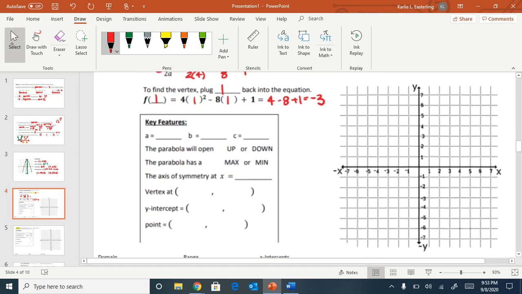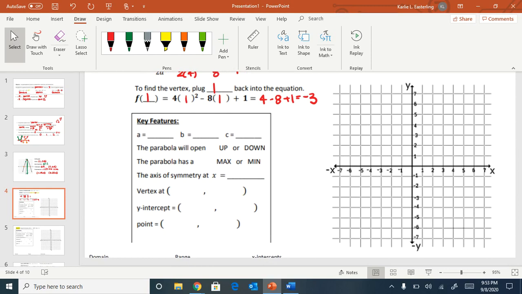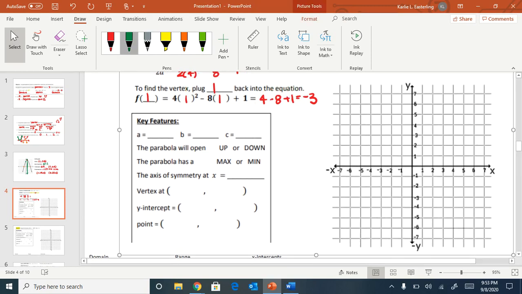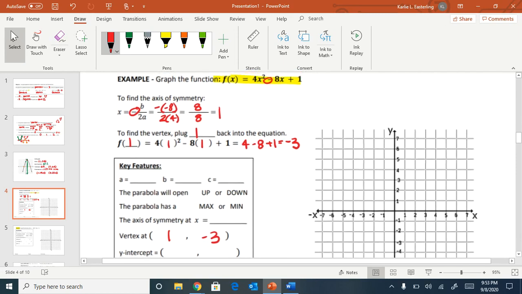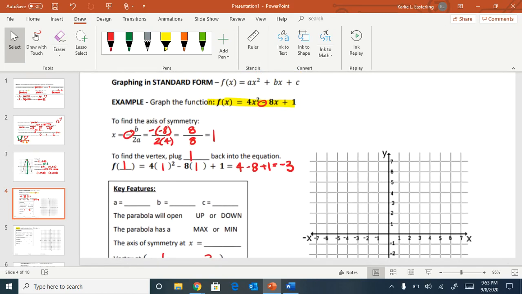If we zoom in down here at the spot where it says our vertex, we can go ahead and write in that 1, negative 3. And while we're down here, we can also write in our values for A, B, and C. If you need help, look up here at the original form. So that A value is going to be 4, our B value is that negative 8, and our C value is that positive 1.